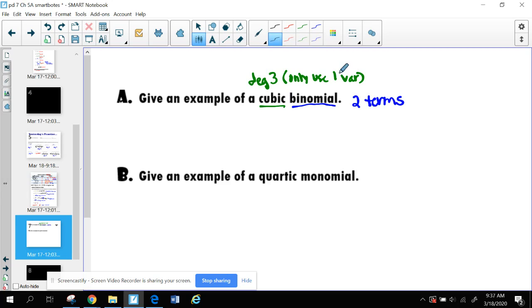So degree 3, only using one variable. So that could be something like 2x to the third, and it has to be a binomial. So I could add 3 behind it if I wanted. Okay, lots of examples you could have for this one. This is just one example.